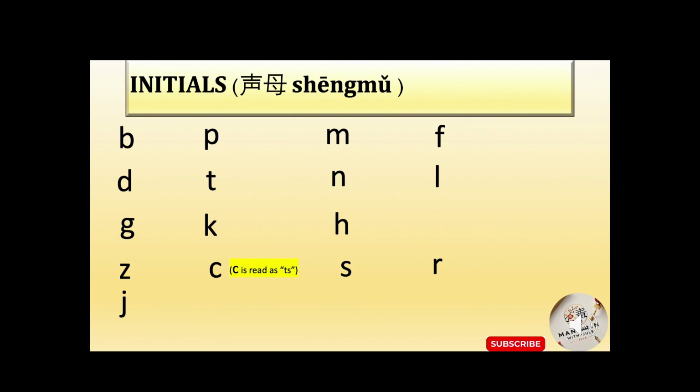Ji. For this group, starting with ji, you put your teeth together. It helps in reading them. Put your teeth together. Ji. Have a wide smile. Ji. Qi. Xi. Ji. Qi. Xi.